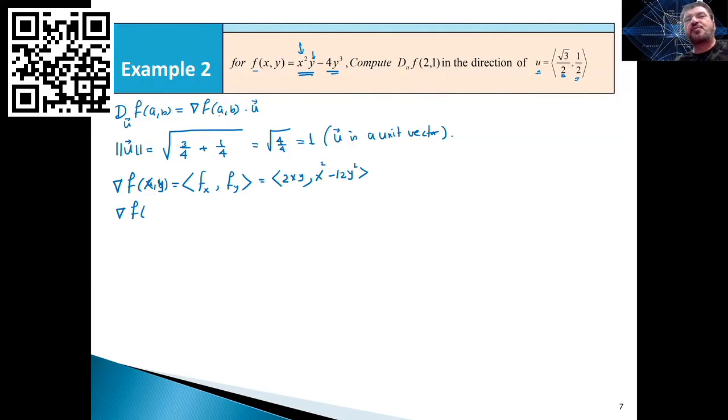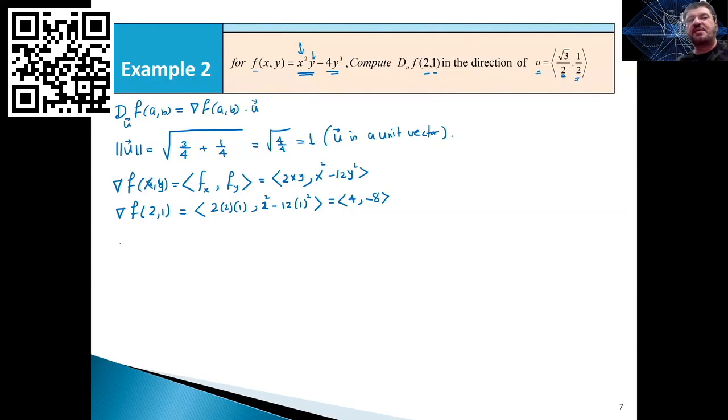So the gradient of the function at the point what? The formula says it's at the point AB. AB here is at what point? 2 and 1. At 2 and 1 is equal to 2 times 2 times 1, comma, 1 square minus 12 times 1 square. My apology, this is 2 square. X is 2. And this is equal to 2 times 2 times 1 is 4. 4 minus 12 is negative 8. So this is the gradient, guys.